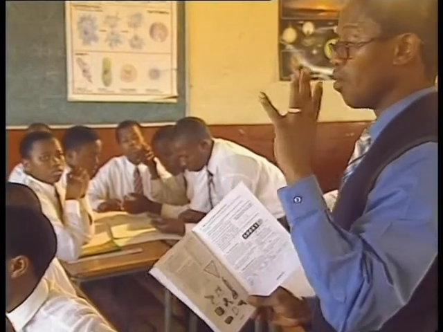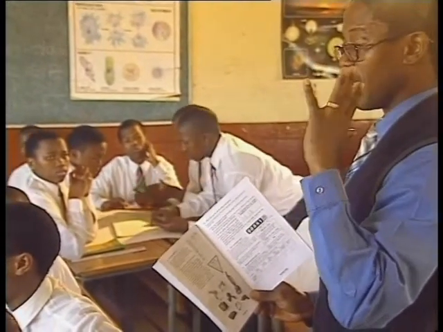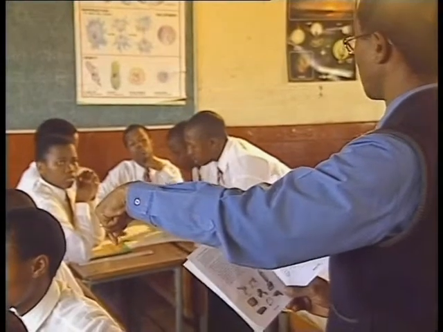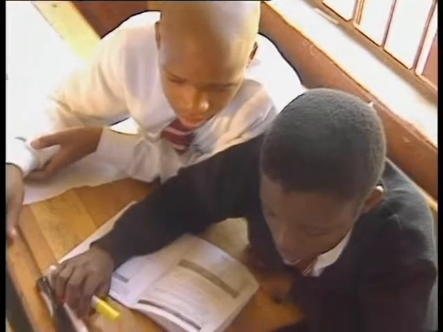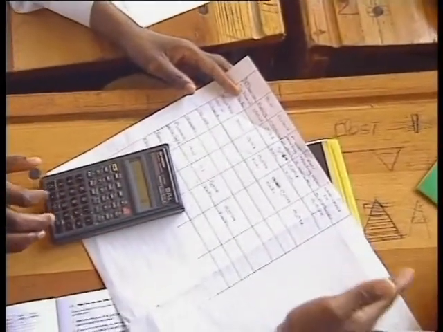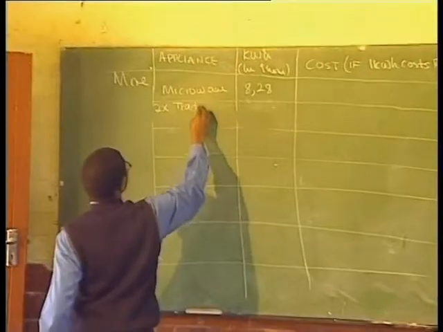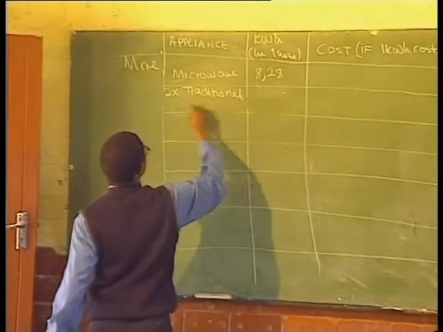Angeti? Now, if in 5 minutes the appliance consumed that much, how much will it consume in an hour? Okay. In their groups, the learners multiply the amount of energy consumed by each item in 5 minutes by 12 to obtain the total amount consumed in an hour.